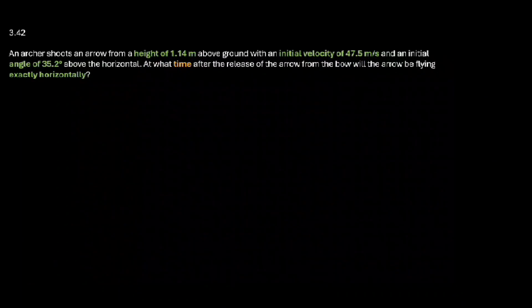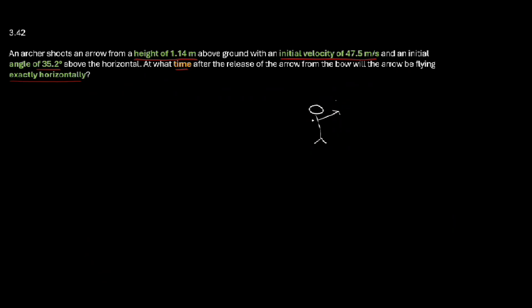Question 42. An archer shoots an arrow from a height of 1.14 meter above the ground with an initial velocity of 47.5 meter per second and an initial angle of 35.2 above the horizontal. At what time after the release of the arrow from the bow will the arrow be flying exactly horizontal?